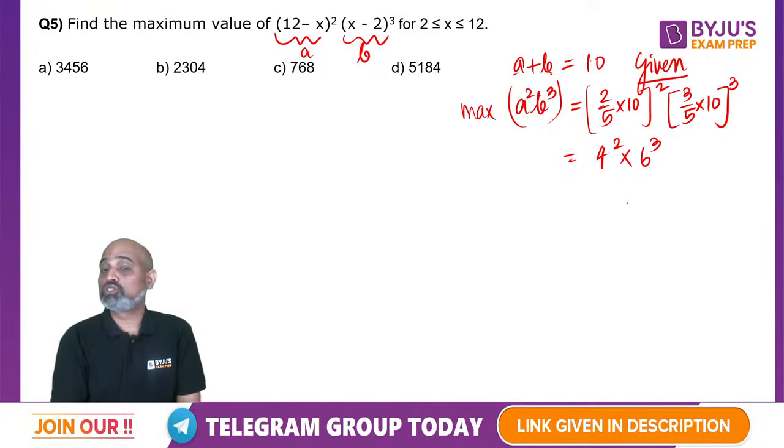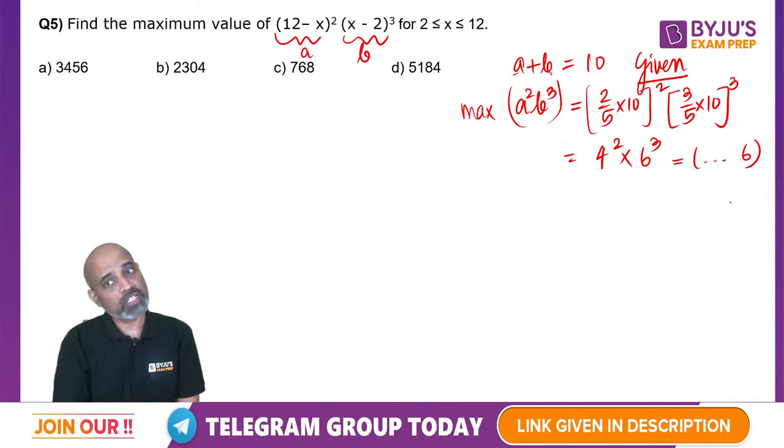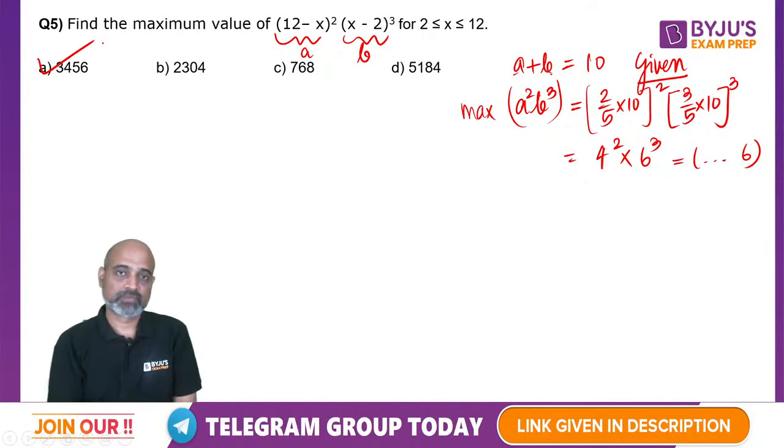Now I'm not going to solve what 4 square and 6 cube is going to be. Okay, I don't have that much time. I just know that this is a number that will end in 6. 4 square ends in 6. 6 cube ends in 6. 6 into 6 ends in 6. The only option that ends in 6 is 8. So this is how people who don't know calculus or differentiation or how to figure out maxima and minima, this is what they need to do.